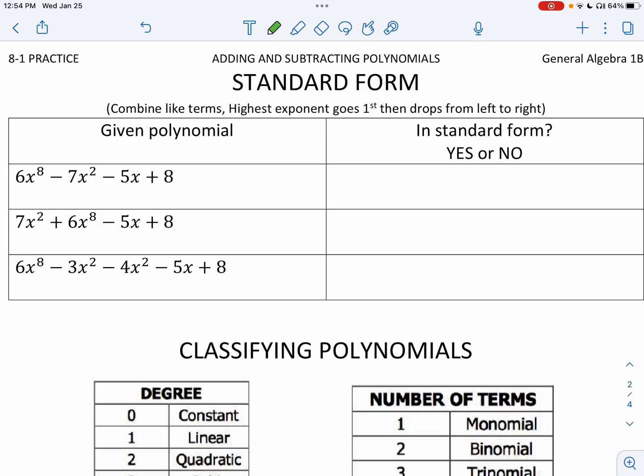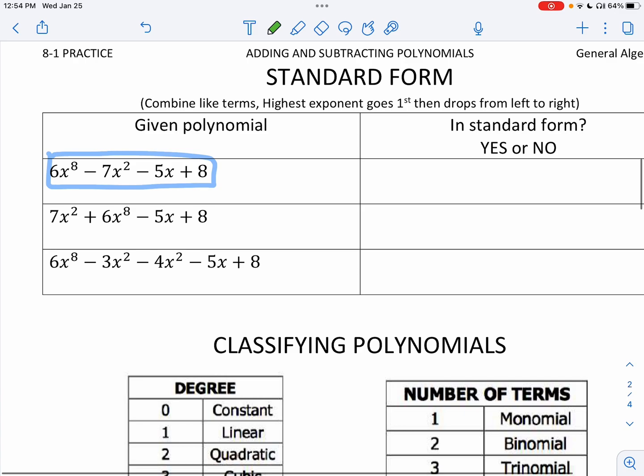So I gave you 3 polynomials here. Let's take a look at the first one. Are there any like terms? Do any variables and exponents match? No, they do not. Is it in order? Does the exponent go greatest to least? Well, let's look. This exponent is 8, then 2, then 1, then none. Yes, this is in standard form.